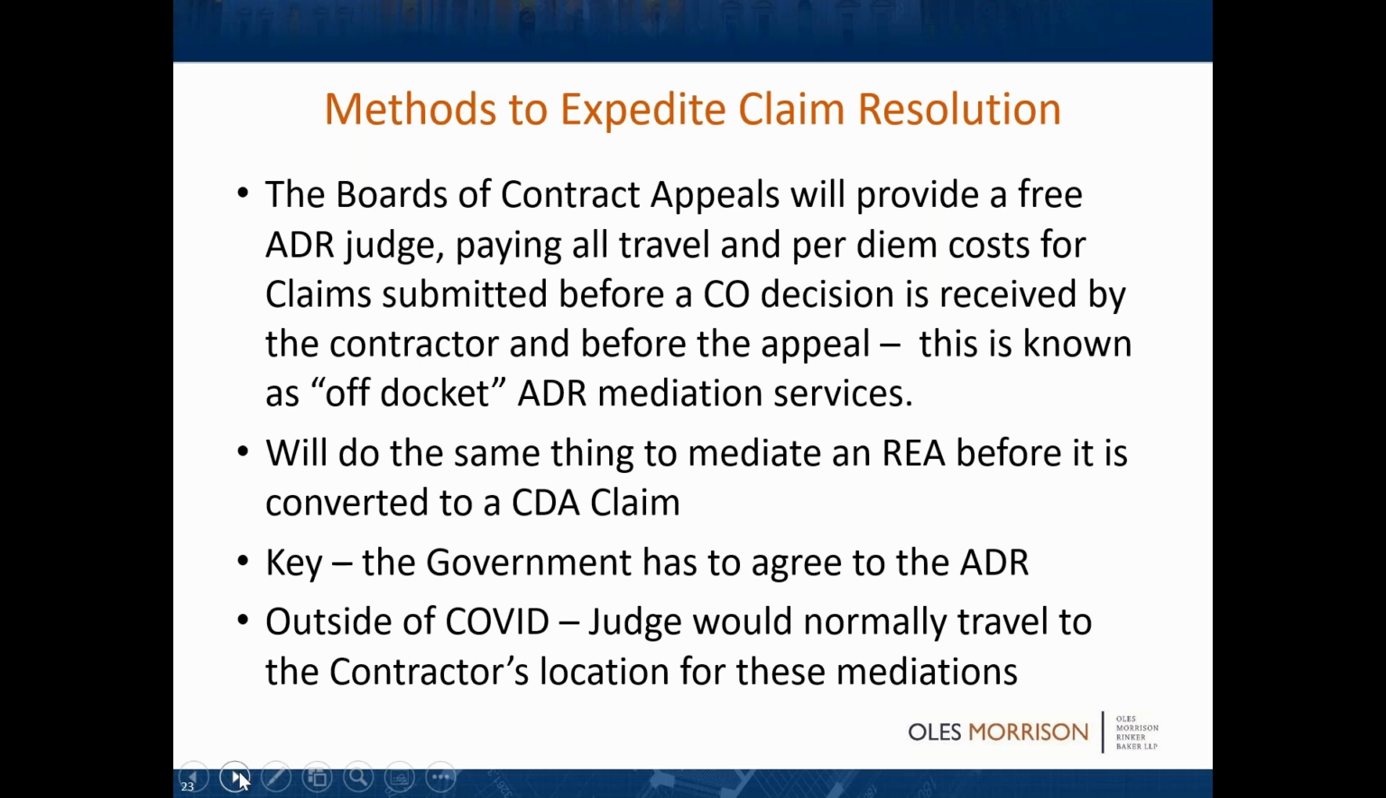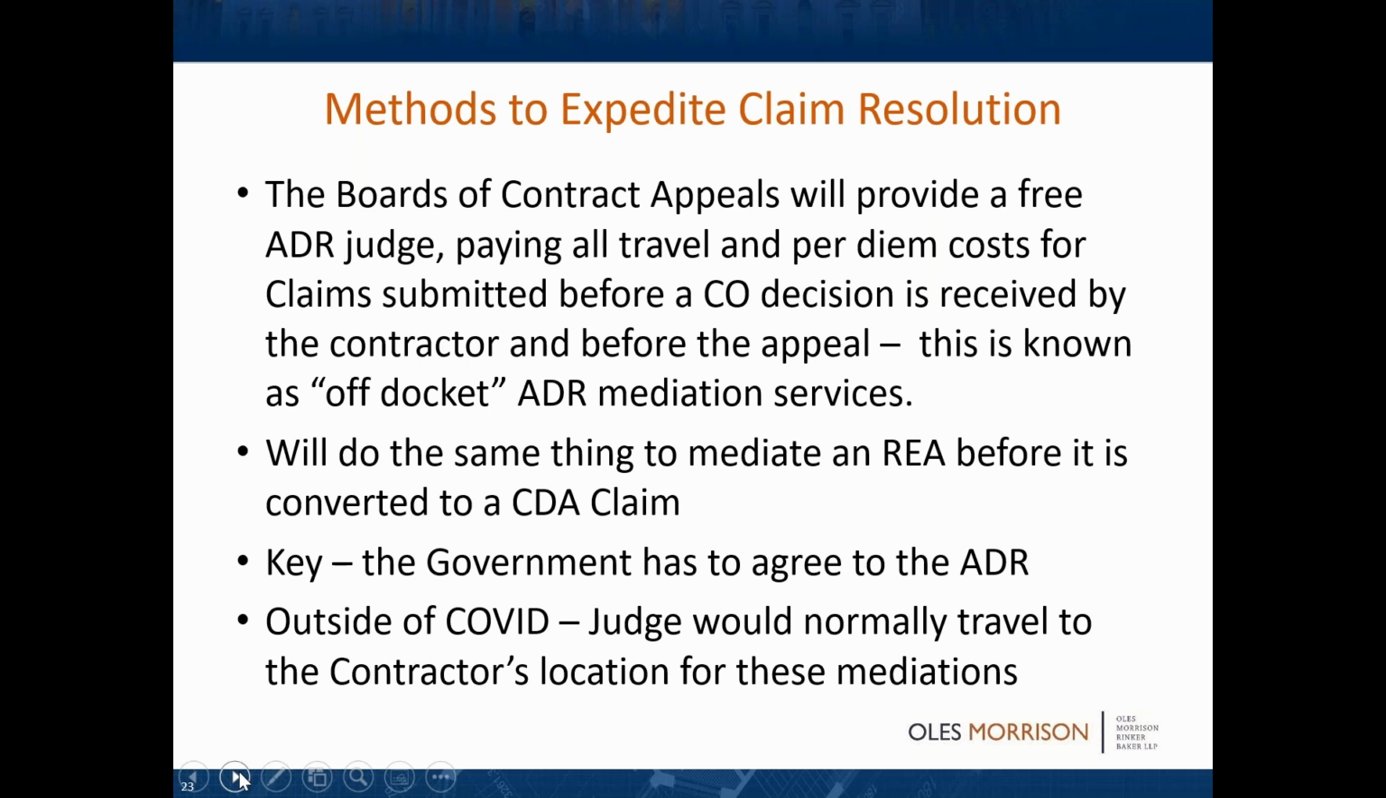So I really try to use alternate dispute resolution. A lot of people don't know this, but the boards of contract appeals will provide a free mediator at no cost to you, paying all of the travel and per diem costs, for claims and REAs even before a CO's decision is received and before there's an appeal. This is known as off the docket ADR mediation services. They'll do the same to mediate an REA before it's converted into a CDA claim. The key is the government has to agree to do the ADR. If they don't agree, again, they're in the driver's seat.